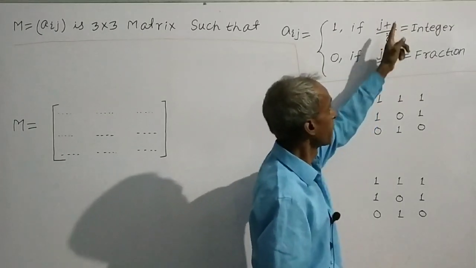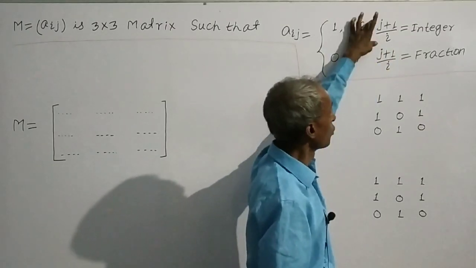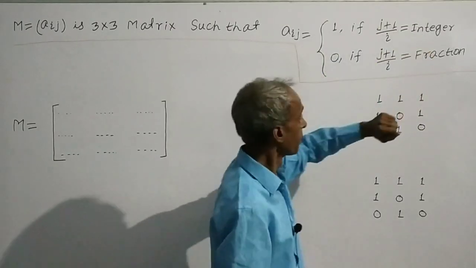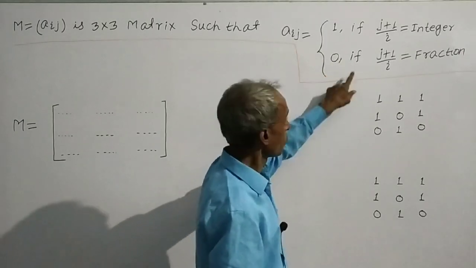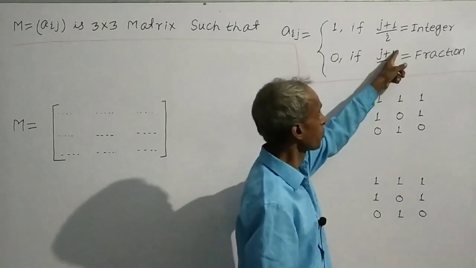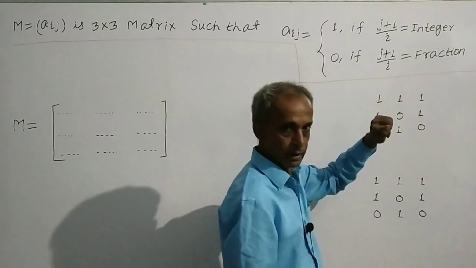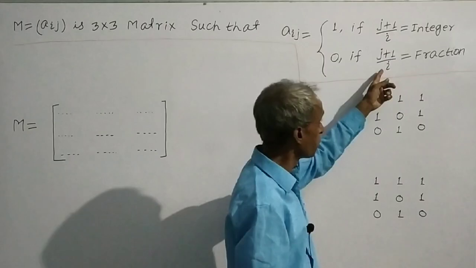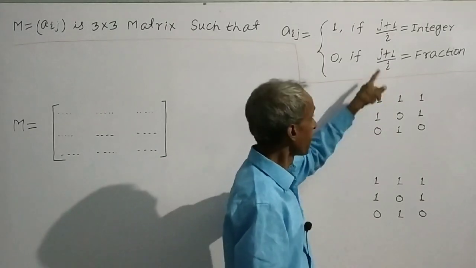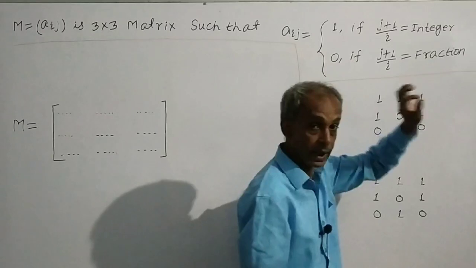J + 1 will be divisible by i when the value of (j + 1)/i is an integer. And Aij is equal to 0 if j + 1 is not divisible by i. J + 1 will not be divisible by i when the value of (j + 1)/i is a fraction.